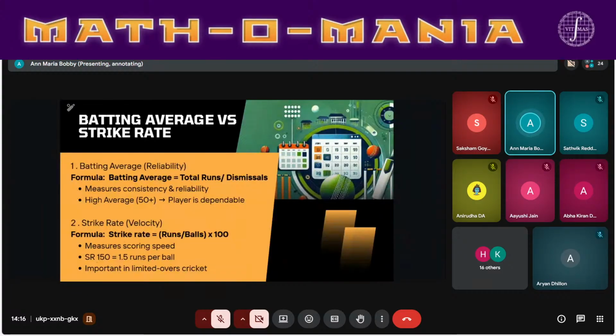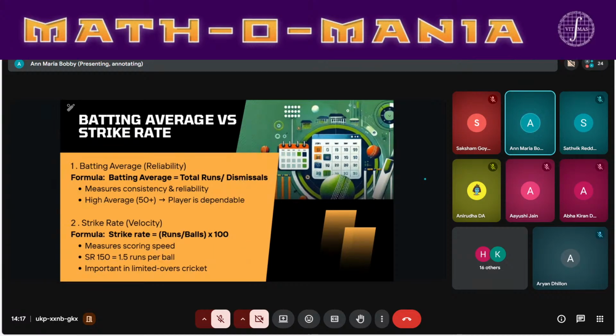And next comes the strike rate. Strike rate measures how fast a batter scores runs. For batting average, it was total runs in terms of dismissals; here we have how fast the batter scores the runs. So the formula is strike rate is equal to runs divided by balls into 100. So it measures the scoring speed.